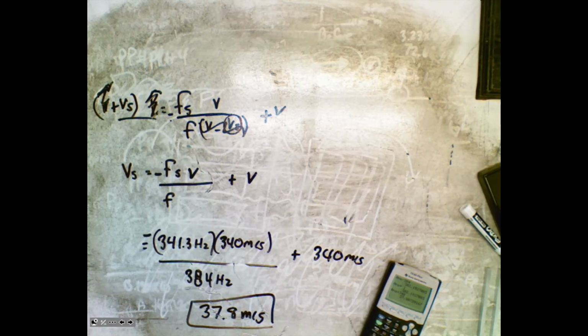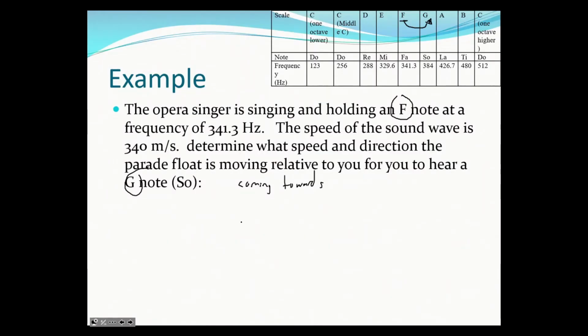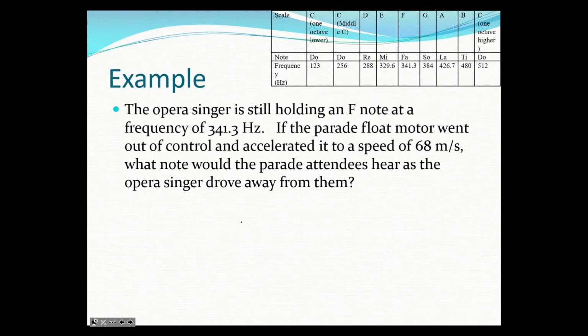So another question that we have. An opera singer is still holding an F note. If the parade float motor went out of control and it accelerated to a speed of 68 meters per second, what note would the parade attendees hear as the opera singer drove away?